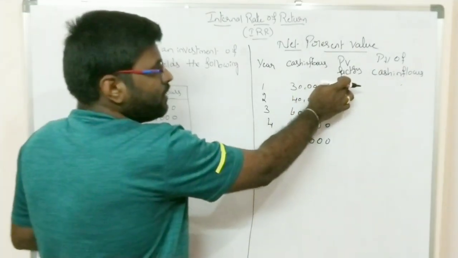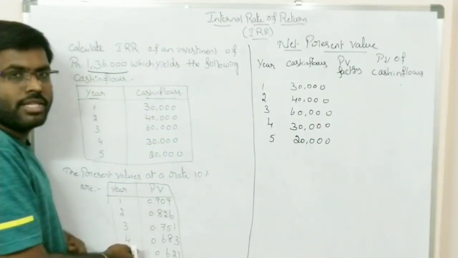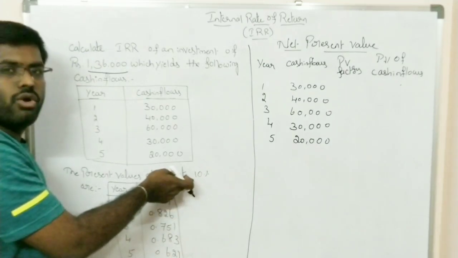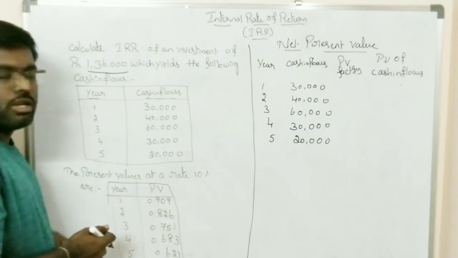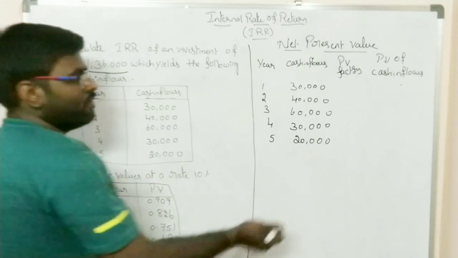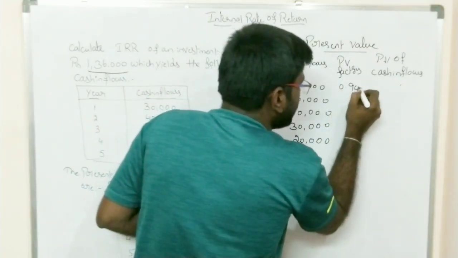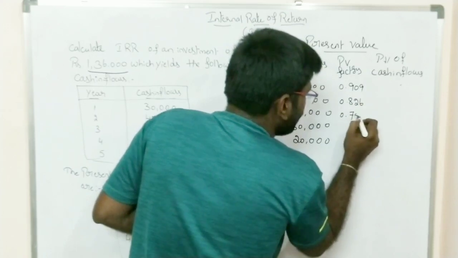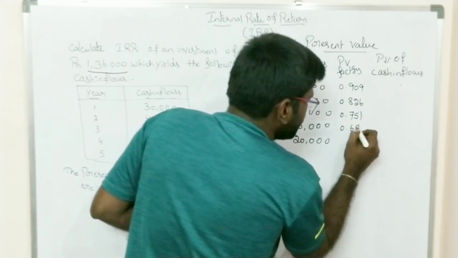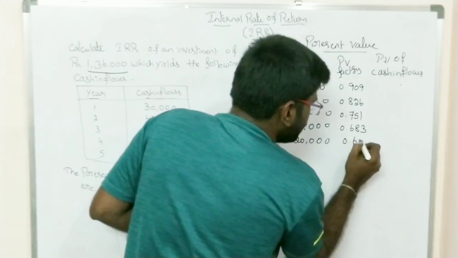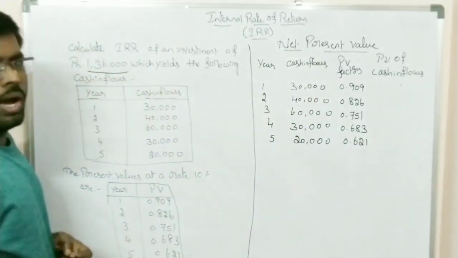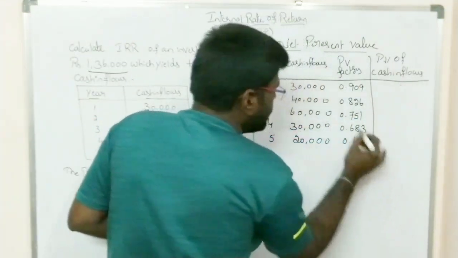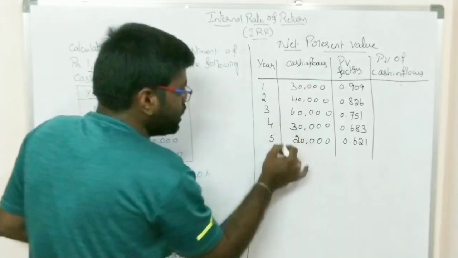Now we have to consider the PV factors. Here they have already provided the values. If the values are not given at a given discount rate, we have to take the values from the present value table. Here the values are given directly. For the first year 0.909, second year 0.826, third year 0.751, fourth year 0.683, and for the fifth year 0.621.